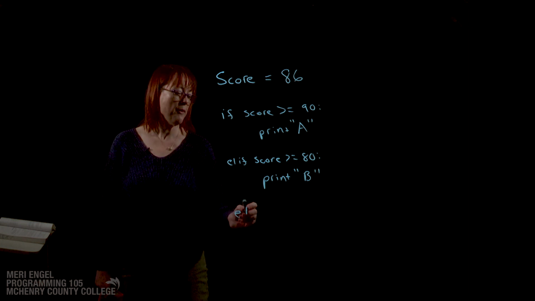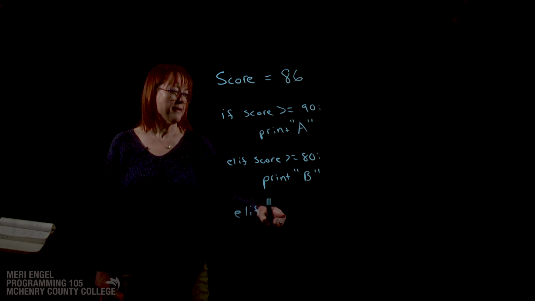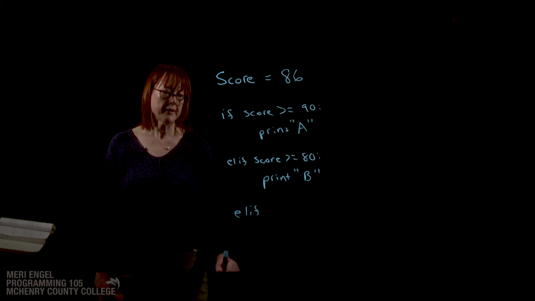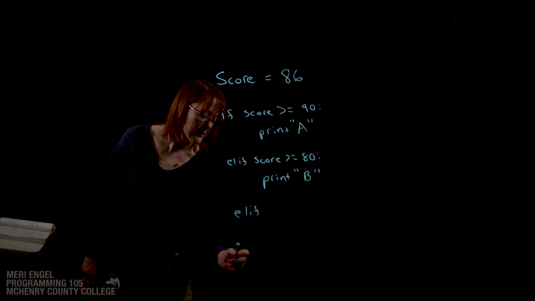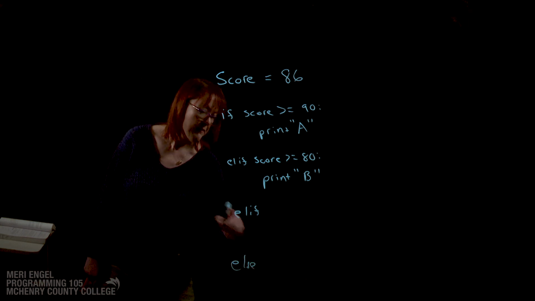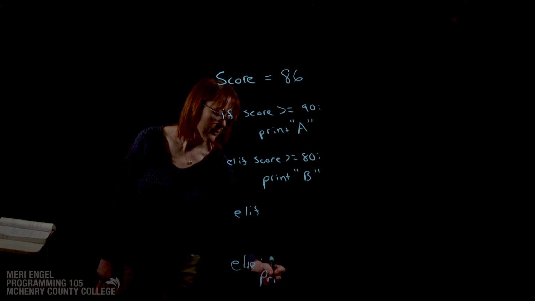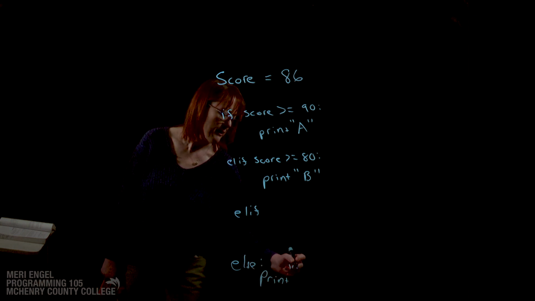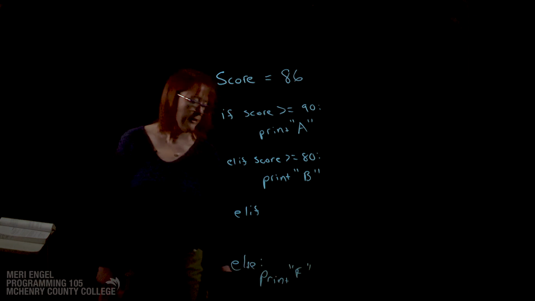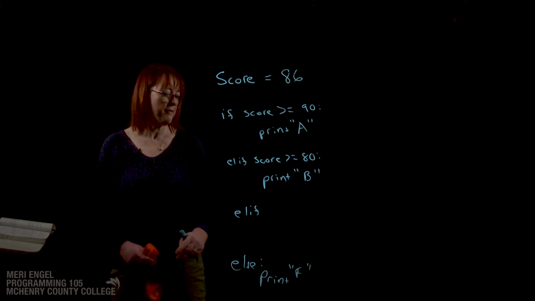But we could keep going to see if it's greater than or equal to 70. That would be a C. Greater than or equal to 60. That would be a D. And your final else statement, if it doesn't meet any of the conditions above, would be an F. So that's when none of the above conditions are met.